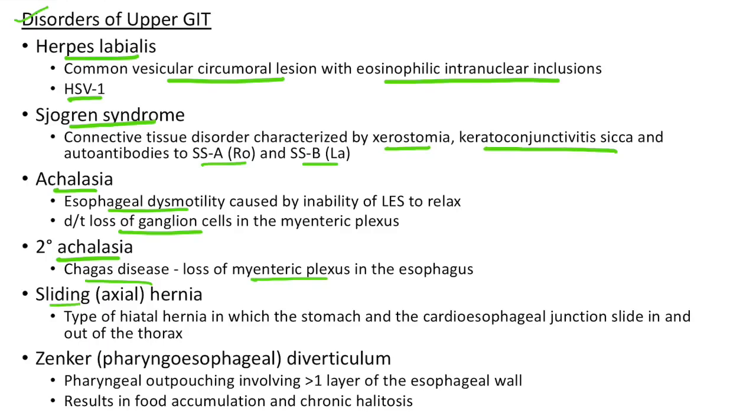Now let us see about sliding hernia. It is also known as axial hernia. It is a type of hiatal hernia in which the stomach and the cardioesophageal junction slide in and out of the thorax.